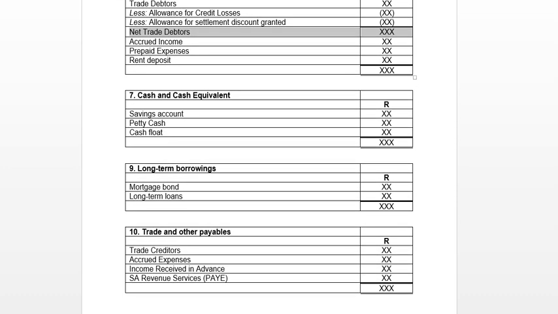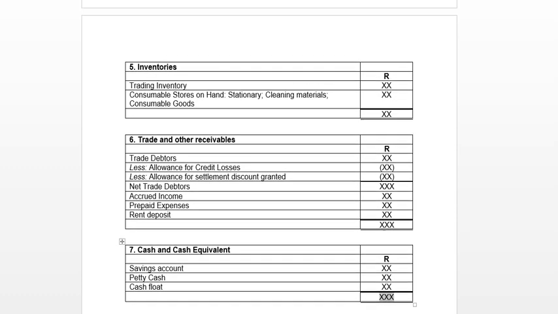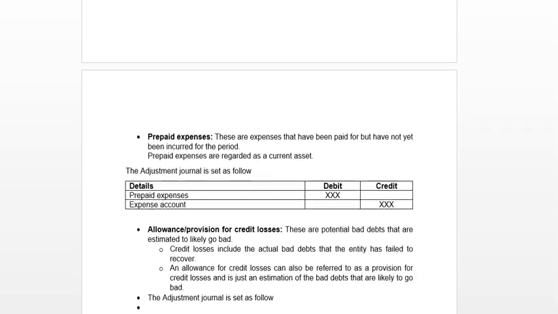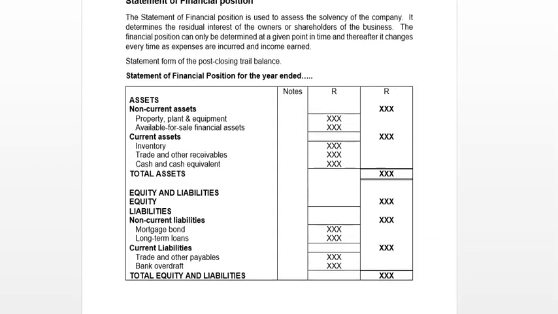And then your final current asset is going to be cash and cash equivalents, and that's essentially your money which you have. So that's your savings account, your money market account, bank, petty cash, cash float. So just a sum of all the cash which you have. Okay.